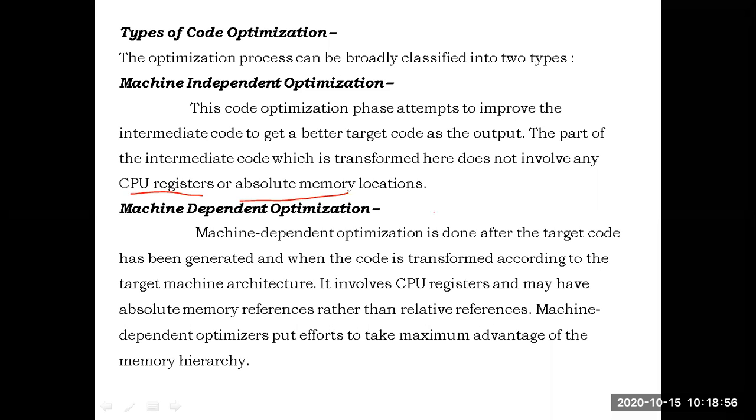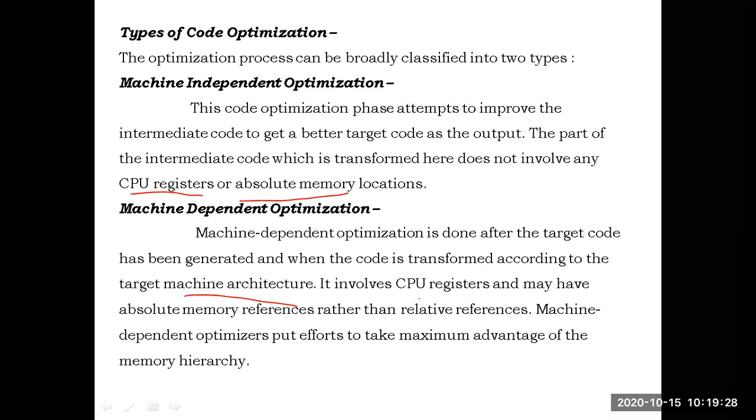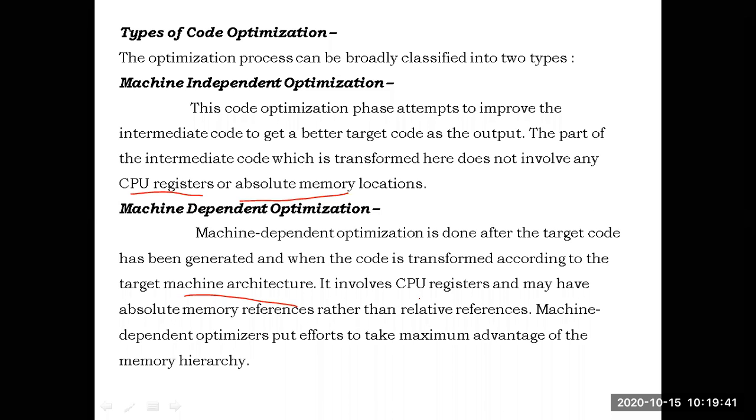What is machine dependent optimization? Machine dependent optimization is performed on the target code. After the target code is generated, we perform the optimization. That type of optimization is called machine dependent optimization. This optimization depends on the target machine architecture. It will depend on the register set, the address locations, and the instruction set of the target machine. Based on the instruction set, addresses and CPU registers of the target machine, the optimization will be performed.